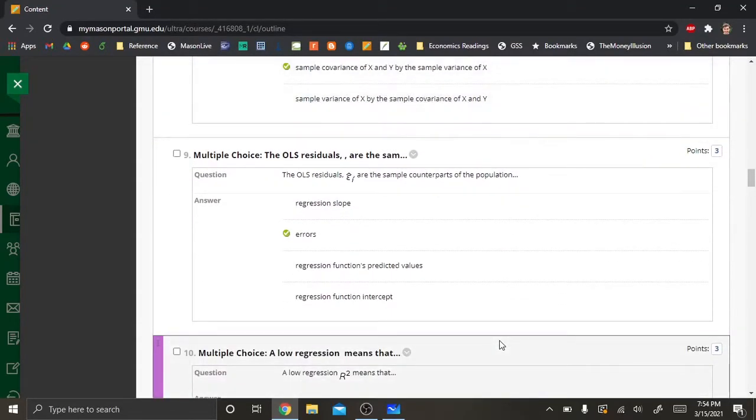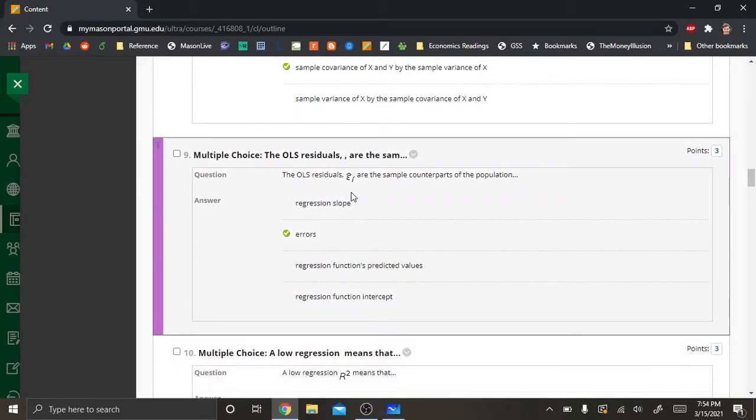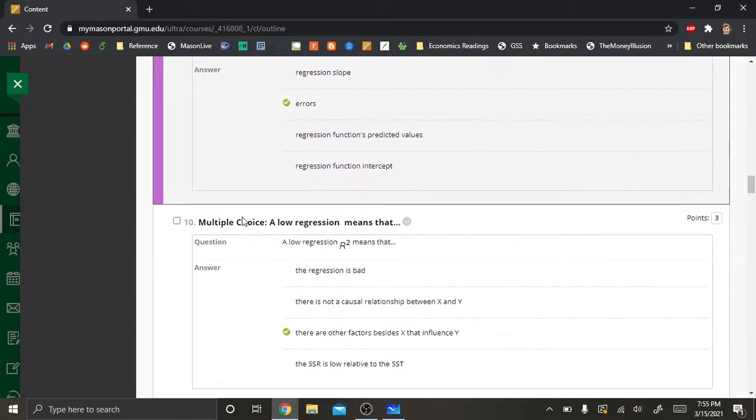Okay, next one, OLS residuals are the sample counterpart of the population regression slope. Nope, that's beta 1 hat. Regression functions predicted values, that's y hat. Regression function intercept, that's beta naught hat. The only one that makes sense is errors. The residuals are the sample counterparts of the population errors.